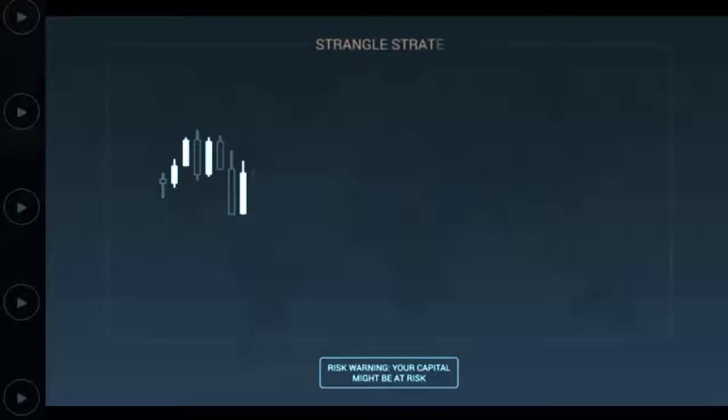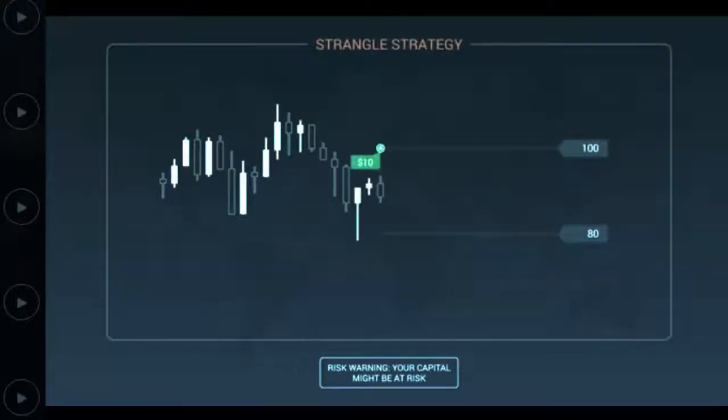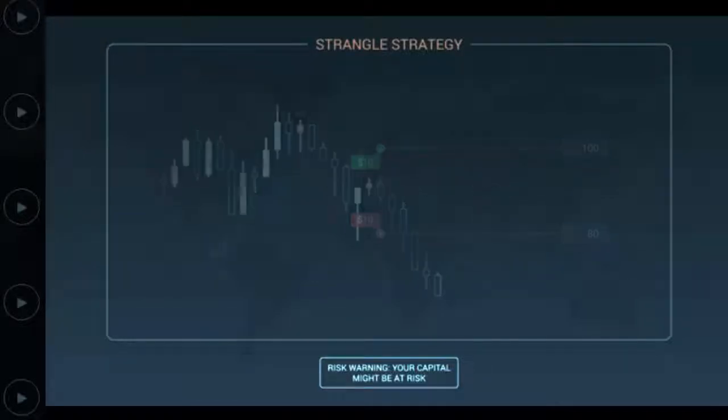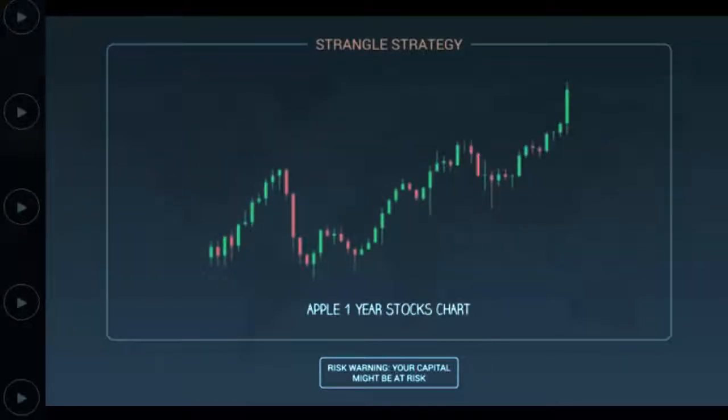The strangle trading strategy is to buy both call and put options with the same expiration time at different strike prices, with the expectation that the profit from one option will cover costs to buy both options. Let's look at a historical example to see how it works.